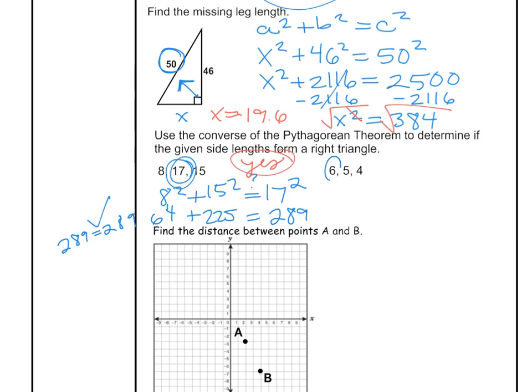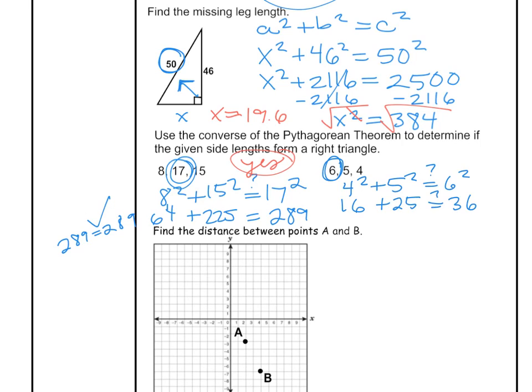Next one, my longest side is 6. That's going to be my c. A squared plus b squared equals c squared, so 4 squared plus 5 squared. We want to know if that's equal to 6 squared, so I'll put a question mark. We don't know yet. 4 squared, 4 times 4 is 16. 5 times 5 is 25, and 6 times 6 is 36.